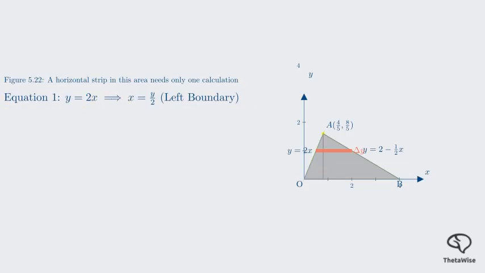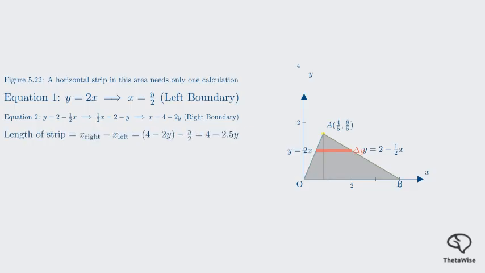From y equals 2x, we get x equals y over 2. This is the x-coordinate of the left end. From y equals 2 minus 1/2 x, we get 1/2 x equals 2 minus y, and multiplying by 2, we find x equals 4 minus 2y. This is the x-coordinate of the right end. Now the length of the horizontal strip is the x-coordinate of the right boundary minus the x-coordinate of the left boundary. This gives us 4 minus 2y minus y over 2, which simplifies to 4 minus 2.5y.